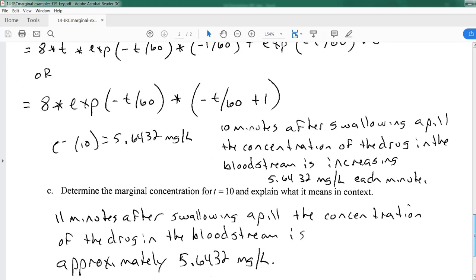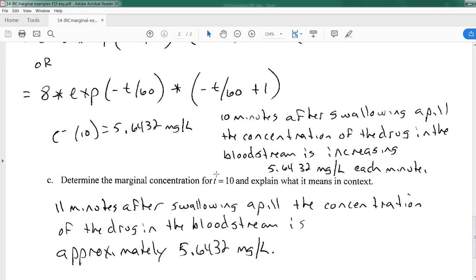And our marginal explanation is for the next input. So t equals 10, the marginal describes what's happening at 11 minutes. So 11 minutes after swallowing a pill, the concentration of the drug in the bloodstream is approximately that amount, 5.6432 milligrams per liter. That's it.